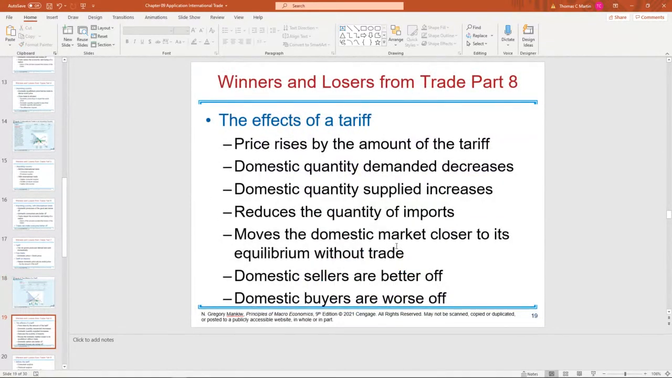Now it moves it closer to equilibrium. Domestic sellers are better off, domestic buyers are worse off. So when you see a tariff that's put in place in any trade agreement, there will be an adverse impact to the consumer. To what degree? It's all based on how dependent we are on producing those goods and the cost of producing them domestically.